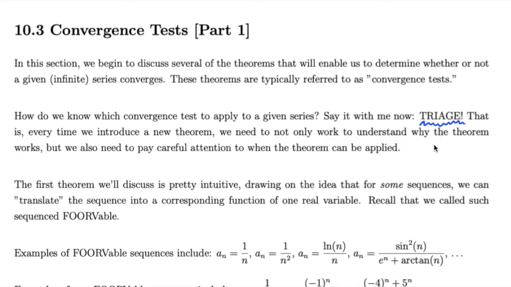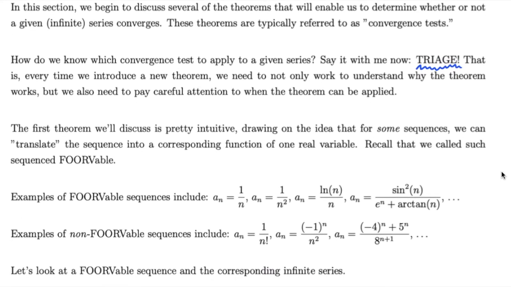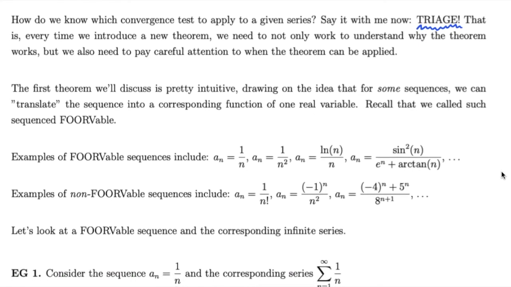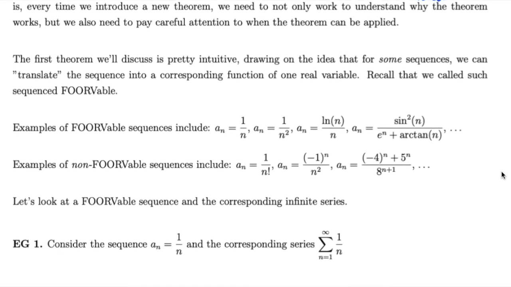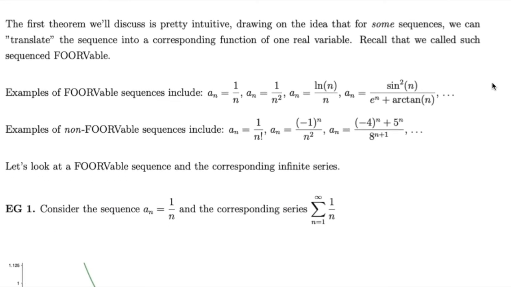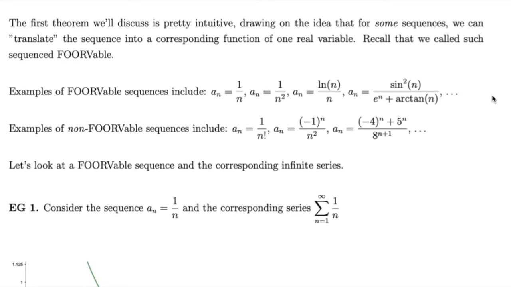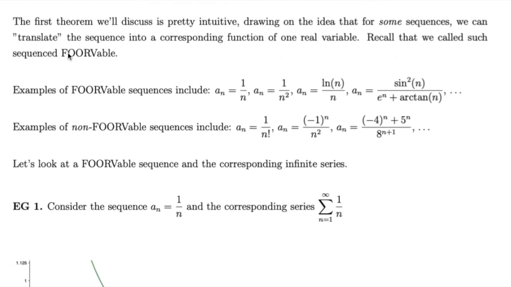The first one we're going to discuss right now is pretty intuitive, and it hinges on the relationship that we've seen already, that some sequences can be translated into functions of one real variable. If you remember back in sections 10.1 and 10.2, I defined this word, "forvable," for sequences which can be written as a function of one real variable.